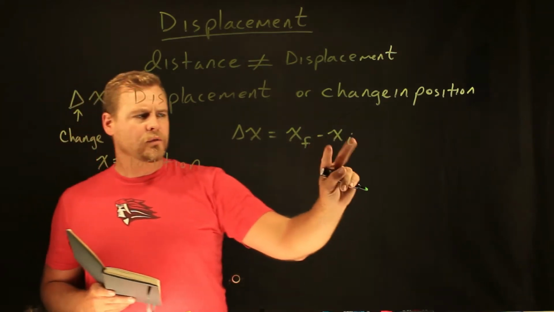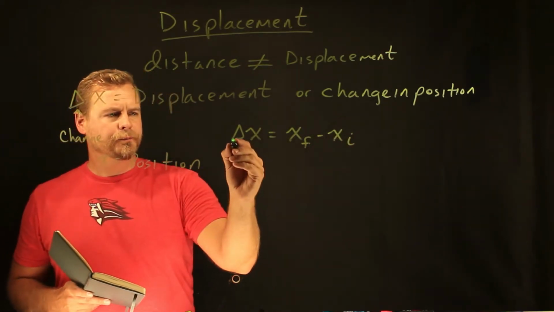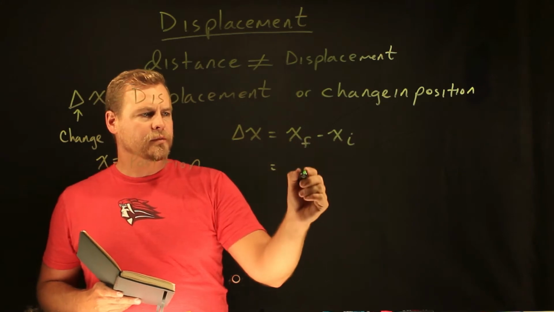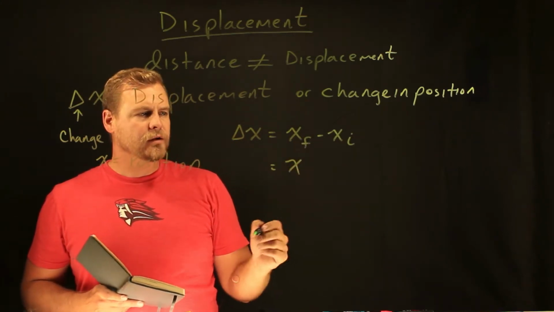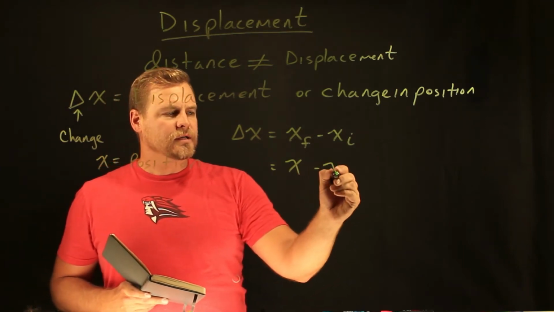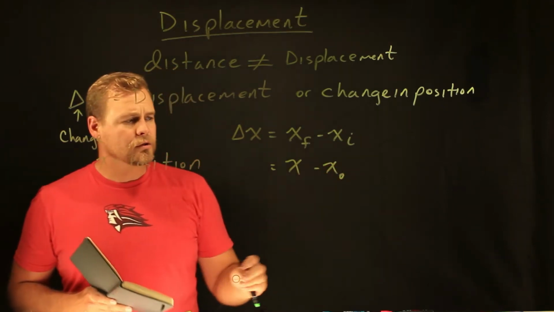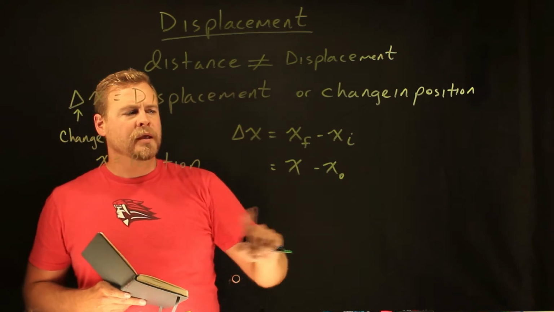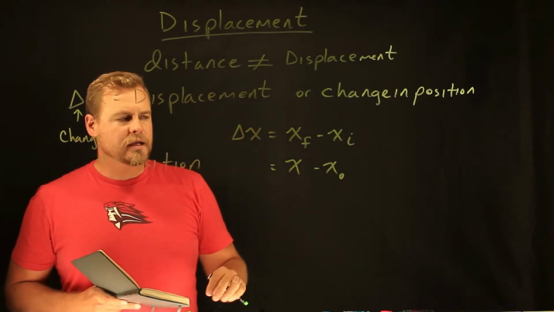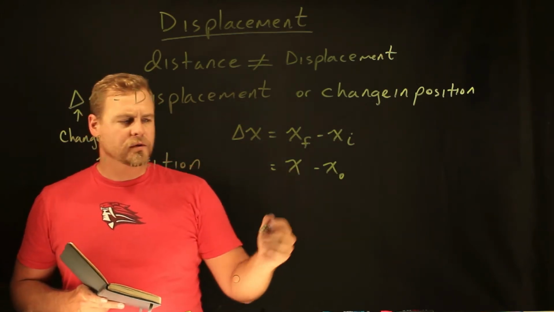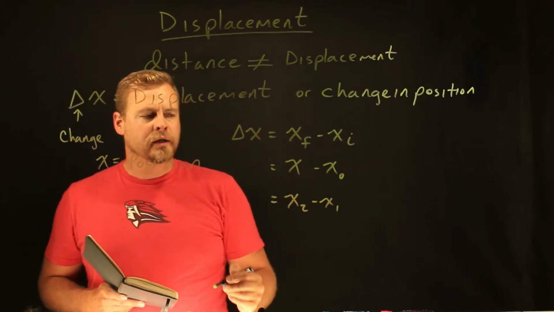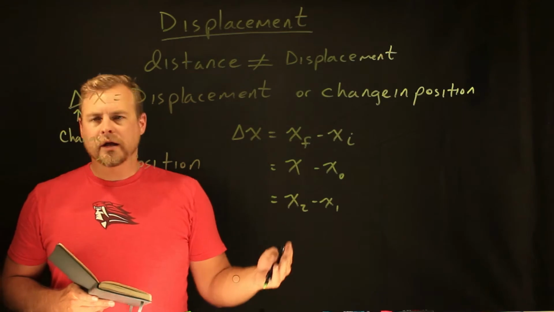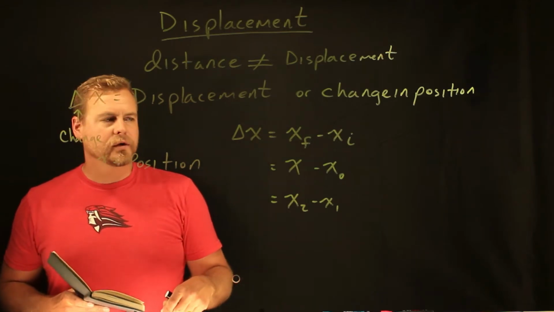And there's a lot of different ways that these subscripts come out. Sometimes you might not even see a subscript here for final position, and you might see x naught. So x naught would be the initial, and then x with nothing is the final. And there's different ways to do it. You might also see x2 minus x1, or whatever interval that you're specifically looking for.